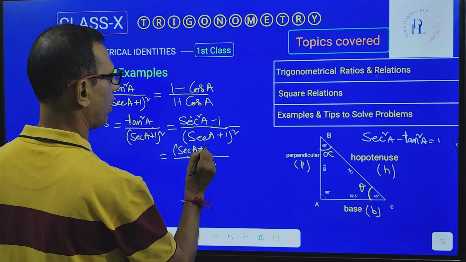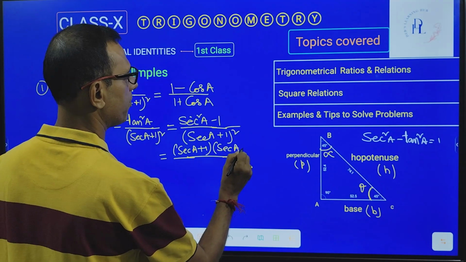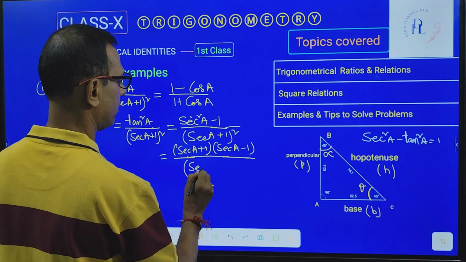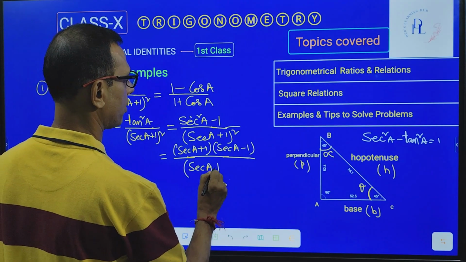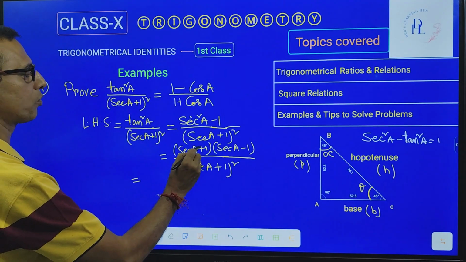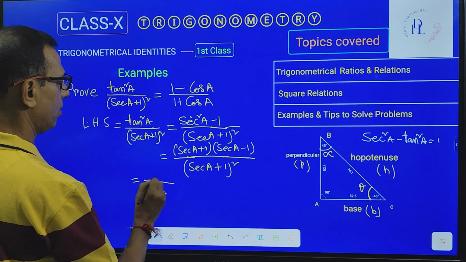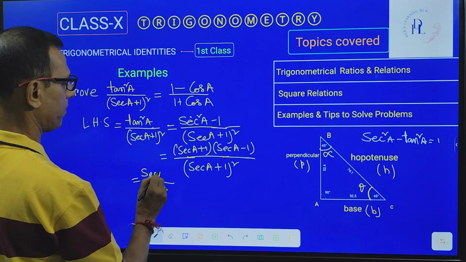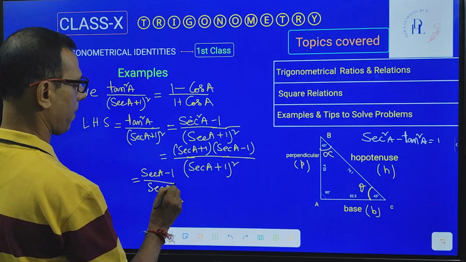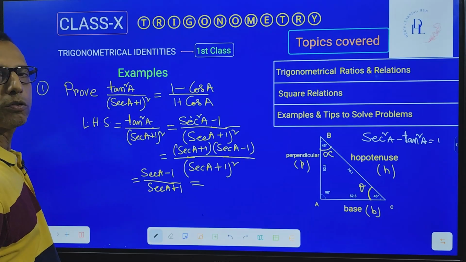So we have (sec A plus 1) into (sec A minus 1) by (sec A plus 1) whole square. That means in the numerator sec A plus 1 cancels one factor of the denominator's (sec A plus 1) whole square. So we get sec A minus 1 by sec A plus 1. Now you need to convert this sec A to cos A.